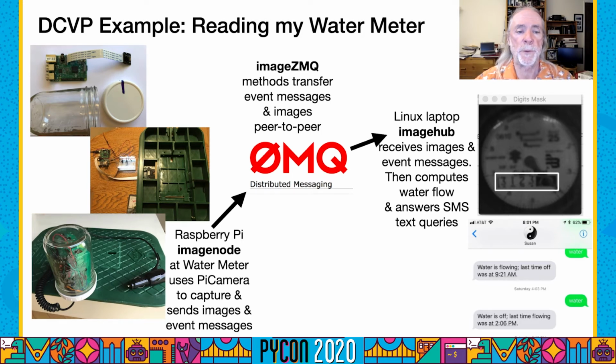Then the images from the Raspberry Pi are passed along a Wi-Fi network. In this case, there's a Wi-Fi on the Pi through Imagezmq to the Linux laptop Imagehub that's receiving the images and text messages. That's inside the house. It's probably two Wi-Fi hubs away. And I can query the librarian program running on that and ask it, well, what about the water? And I'll get a text back saying the water is flowing. The last time off was at 9:21 a.m. Or the water's off. The last time it was flowing was at 2 p.m. So that's a complete end-to-end distributed computer vision pipeline for my water meter.